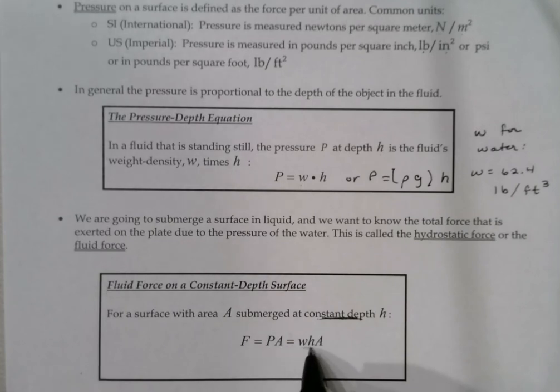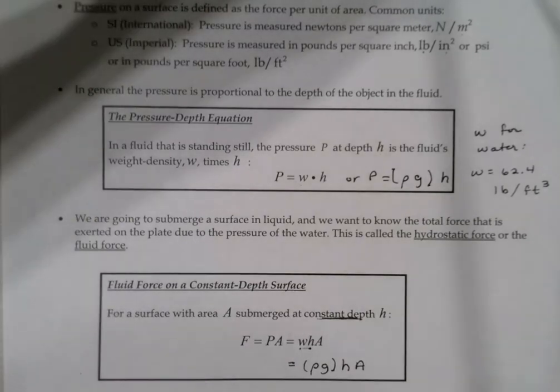Pressure, note, is wh, so I could write it as whA, or if I don't know w but I know rho instead, I could do rho g times hA. So let's take a look at a few examples.